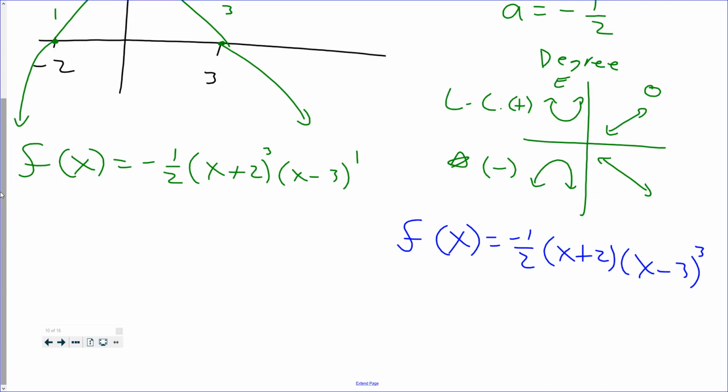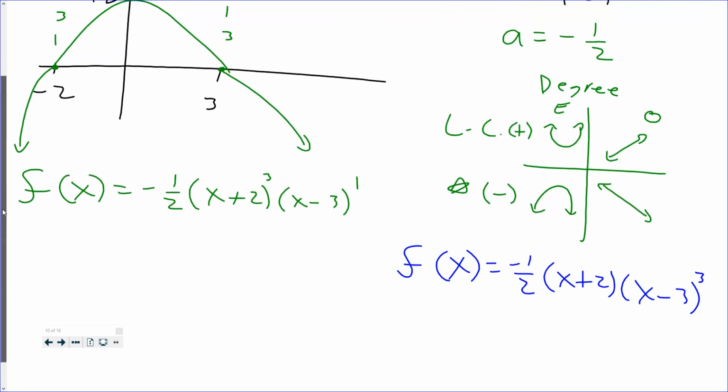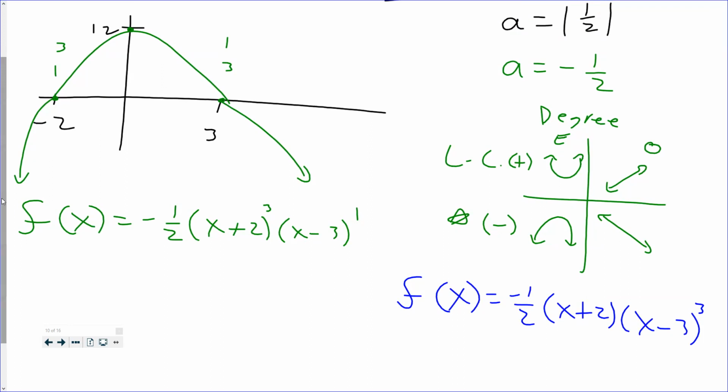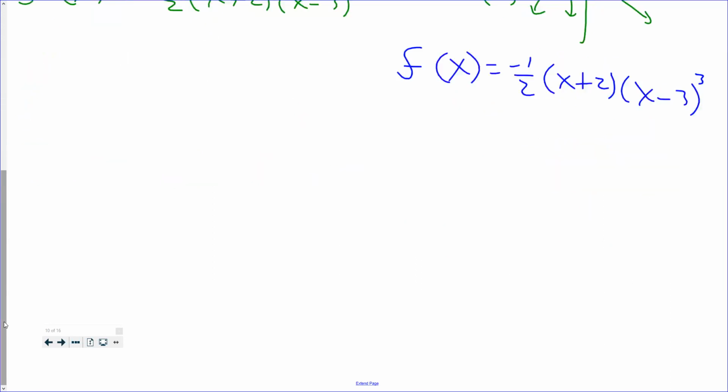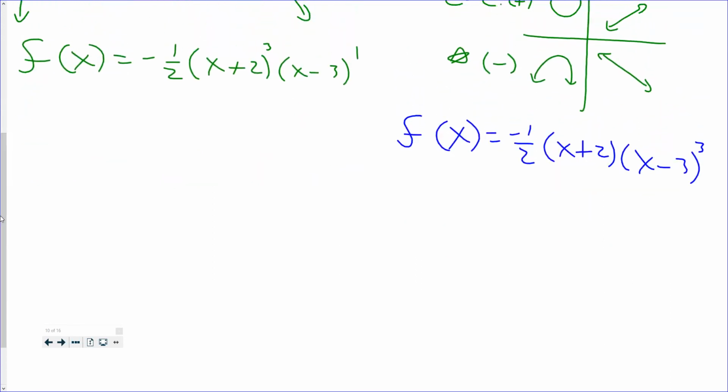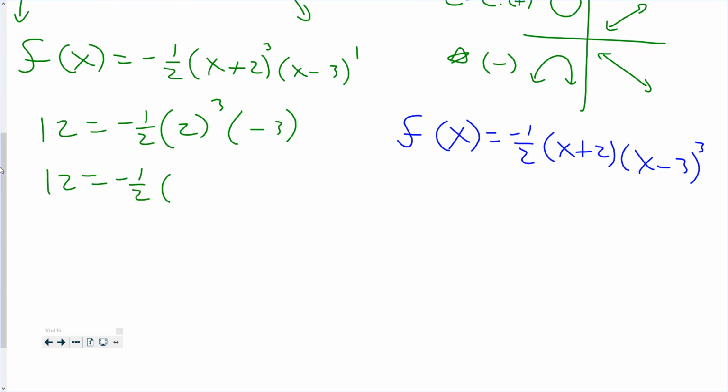So once you have all your options listed out, you want to go ahead and plug in a point on the graph that you know exists to see which one actually works. In this case, it's going to be 0, 12. So just plug in 0, 12 into both these equations and see which one works. So for the first one, if I plug in 0, 12, 12 equals negative 1/2. 0 plus 2 is 2, all cubed. 0 minus 3 is negative 3. So 12 equals negative 1/2 times 8 times negative 3, which is negative 24. So what you end up getting is 12 equals 12. Negative 1/2 times negative 24 is a positive 12. So this actually works. That's why this is going to be your answer.